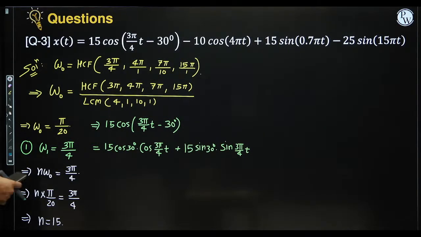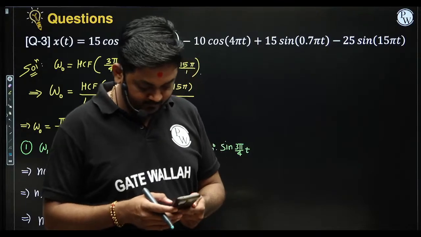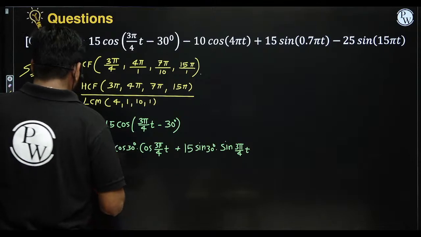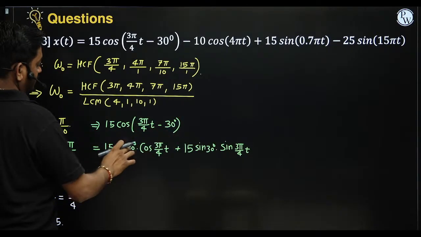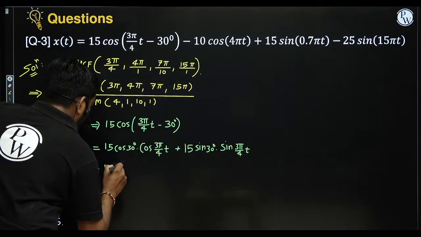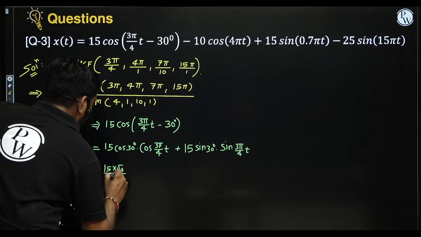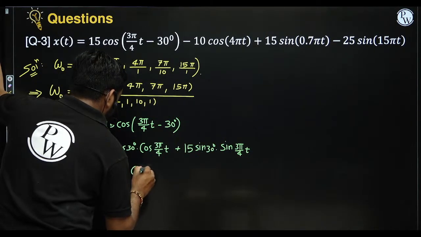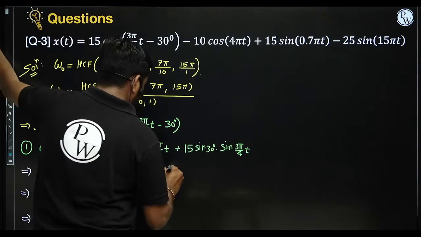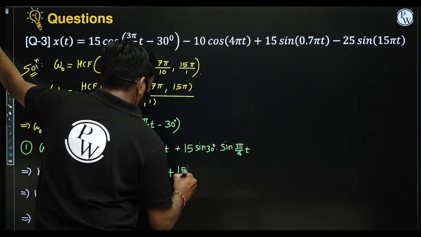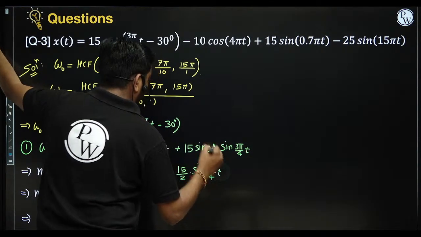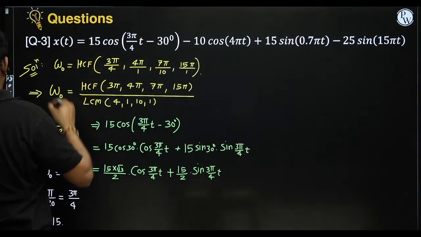Okay, now you can put the value of. Is this clear to each and everyone? Now next, what you have to do, guys, you have to put the value of cos 30 and sin 30. Cos 30 is root 3 by 2, so here it will be 15 into root 3 divided by 2 into cos 3 pi by 4 t, and this is 1 by 2, so plus 15 by 2 into sin 3 pi by 4 t. Now here we got the value of n, guys.